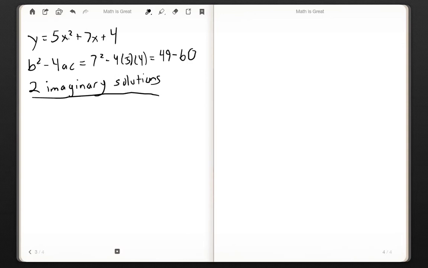So remember, it has nothing to do with positives or negatives in the problem. Here, the reason we got a negative discriminant was because this 7 squared was less than the 4 times the 5 times the 4.